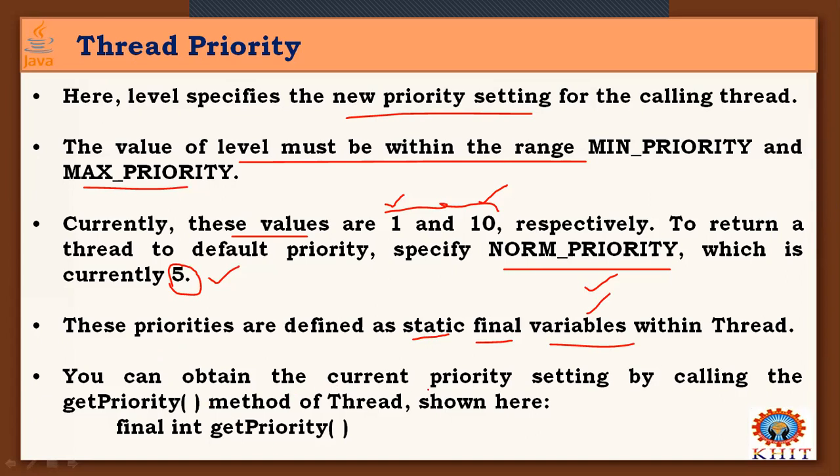You can obtain the current priority setting by calling getPriority. setPriority sets the new priority of a calling thread, and getPriority is a method which returns the current priority of that calling thread. It is also a final method, but its type is integer. setPriority doesn't return any value, but getPriority returns an integer value specifying the priority of the current calling thread.